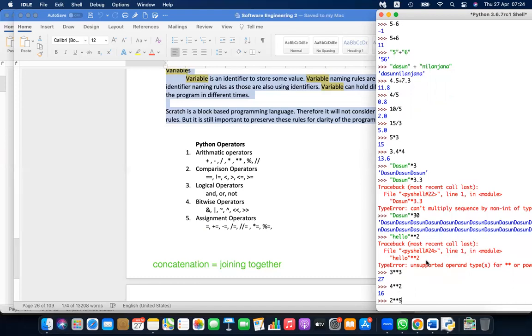25. Sorry? Wait, 2 to the power of 5? Yeah, 2 to the power 5 means 2 into 2 into 2 into 2 into 2. So what should be the value? 32. 32, exactly.